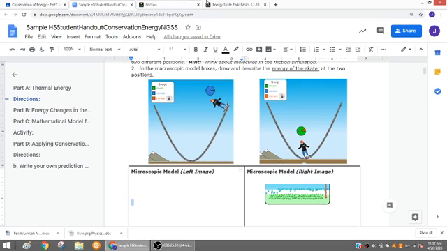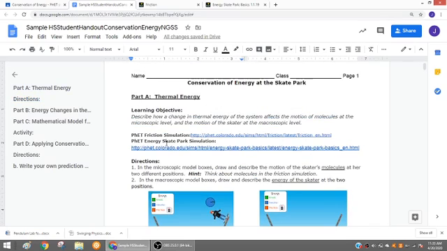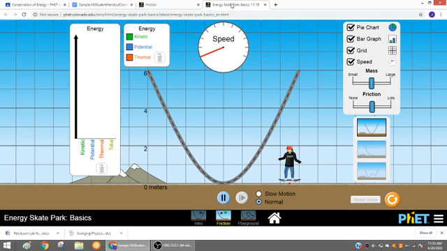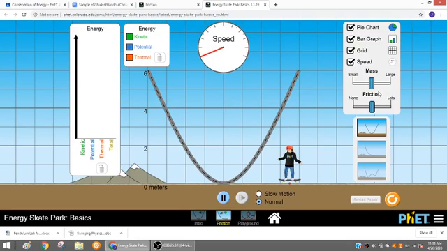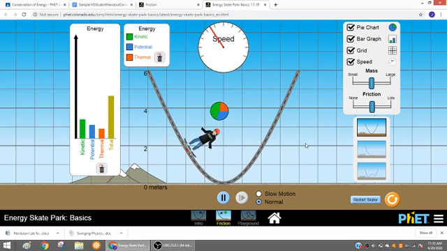If you look at the second simulation here, the PhET Energy Skate Park simulation, you open this one right here, and if you click home, it takes you to the intro, friction, or playground version of it. I want us to start on the friction one. Let's turn friction at normal, which is going to be in the middle. Put your skater on here and let your skater go up and down.